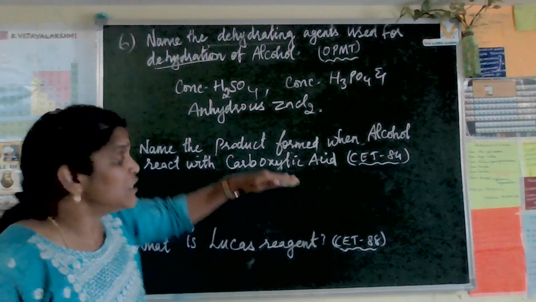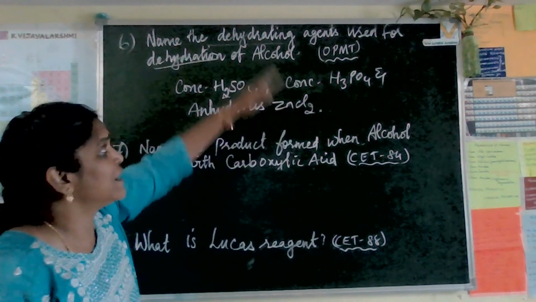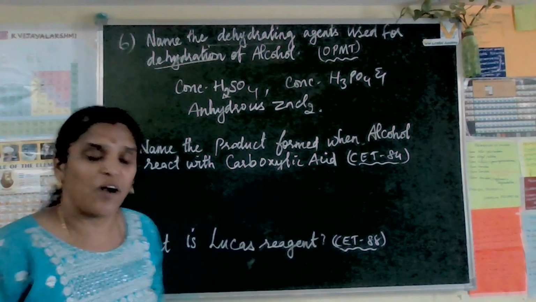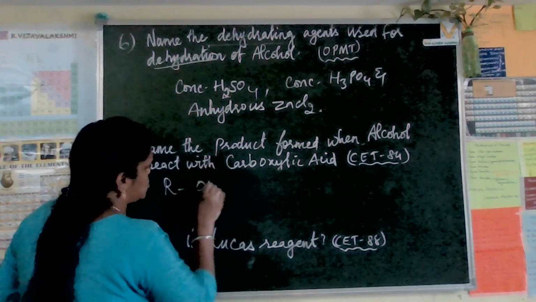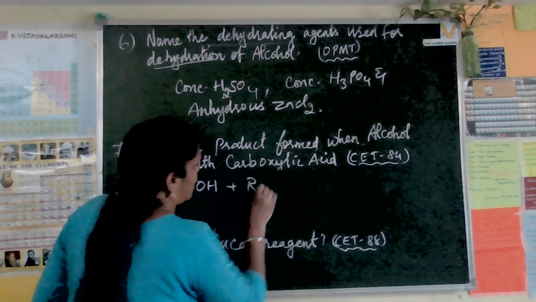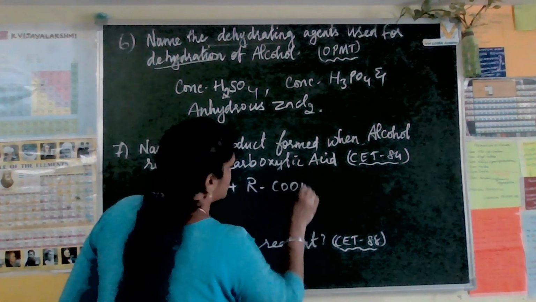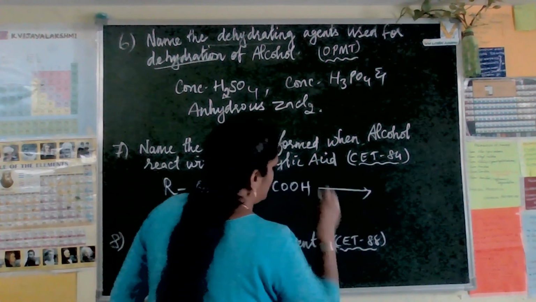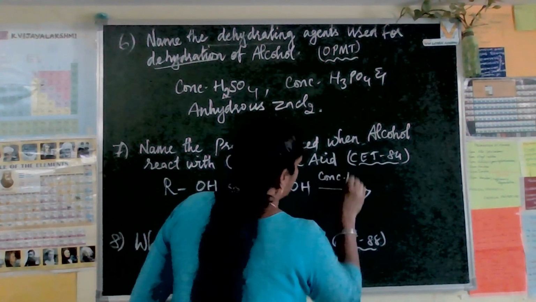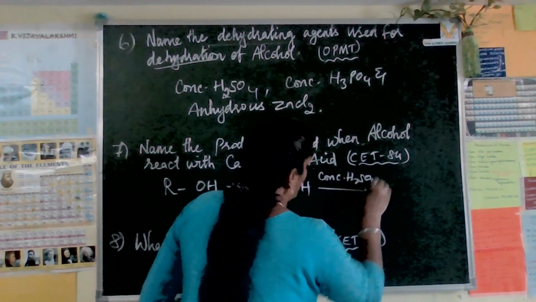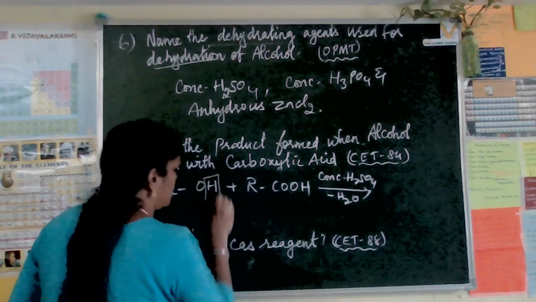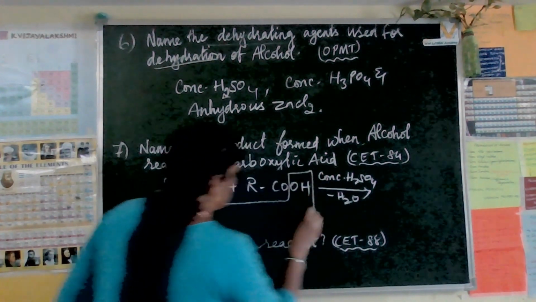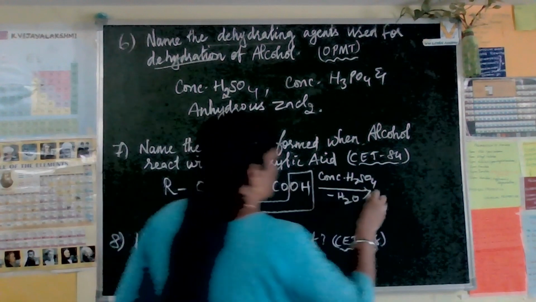So what are we using in between here? Dehydrating agents, removal of water. Here also removal of water only. Alcohol, ROH, combined with RCOOH, carboxylic acid. In between, concentrated H2SO4, removal of water. So what will you get?